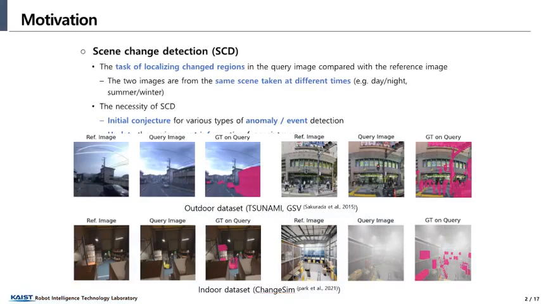SCD compares two photos taken at different times in the same place and segments the changed areas. At this time, the time interval between captured photos may be short or long. The longer the time interval, the greater the change in illumination or environmental conditions, such as night and day or summer and winter, for the same scene.